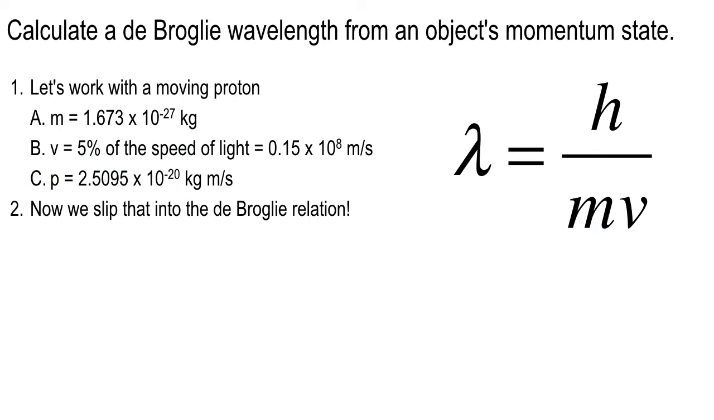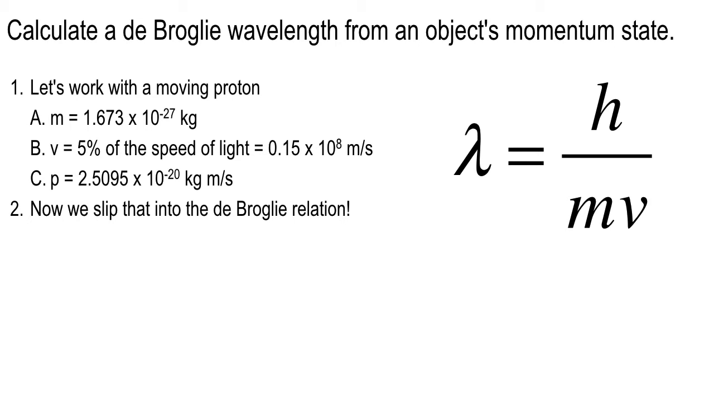Now, let's calculate together the de Broglie wavelength of that proton at that momentum. And I'm using 2.5095 times 10 to the minus 20. You go ahead and jot that down if you like. And what we're going to do is slip that into the de Broglie relation. So here's the de Broglie relation up here in the upper right.